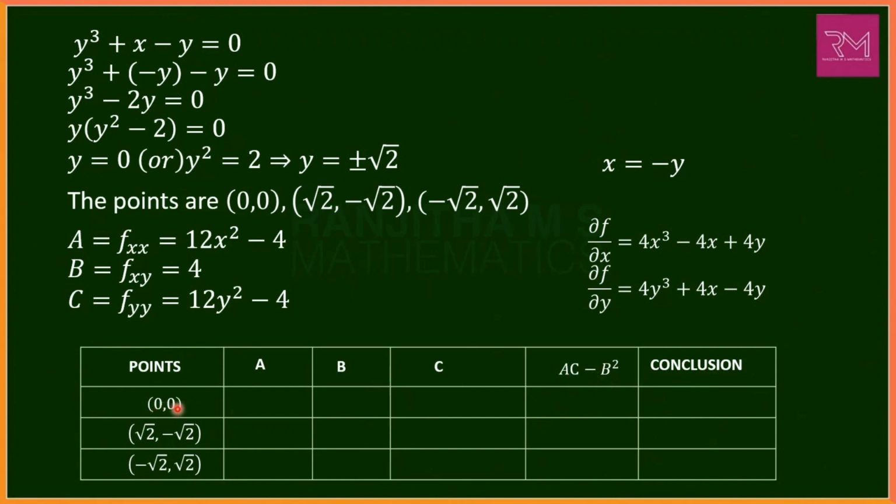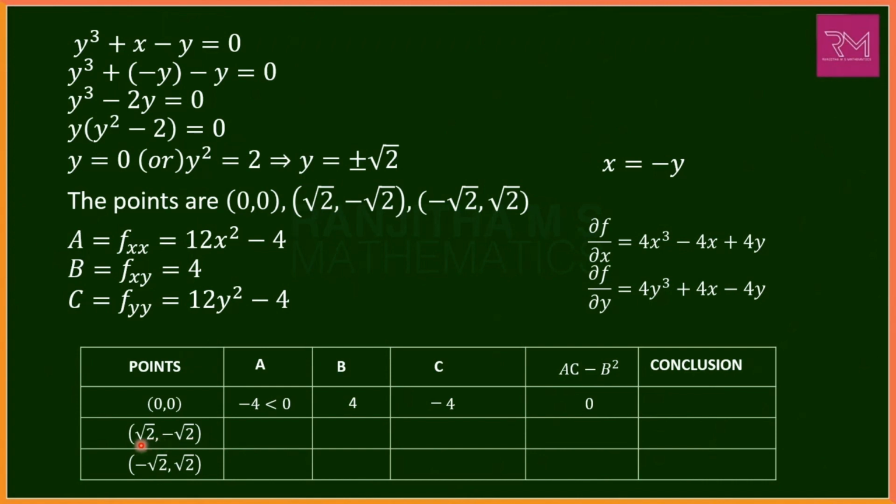Here, take the points as (0, 0), (√2, −√2), (−√2, √2). To find the A value, substitute x as 0 and y as 0. Here, this becomes 0. Hence, we get the A value as −4, that is less than 0. Here, B is 4, there is no xy term, so take B as it is, that is 4. For the C value, substitute y as 0, that becomes −4. Hence, we get AC − B² as: A is −4, C is −4, so 4 into 4 is 16, minus B², which is 4², that is 16. 16 minus 16 is 0.